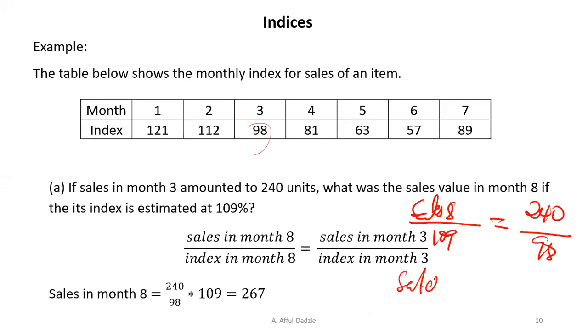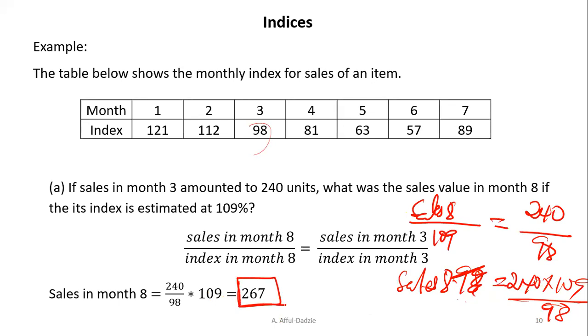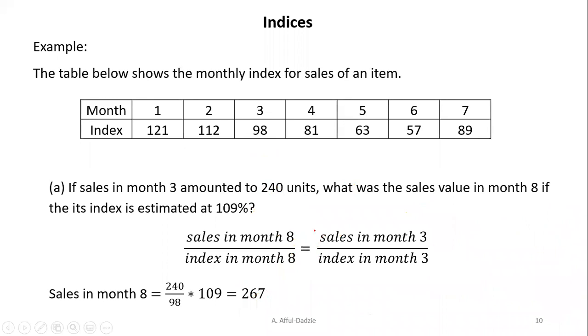So this will be sales in month 8 times 98 equals 240 times 109. Because we're interested in the sales in month 8, we divide both sides by 98. When you do this, we have 267. So the sales in month 8 is 267, and the sales in month 3 is 240. This means that there has been an increase in the quantity sold between month 3 and month 8. All right.